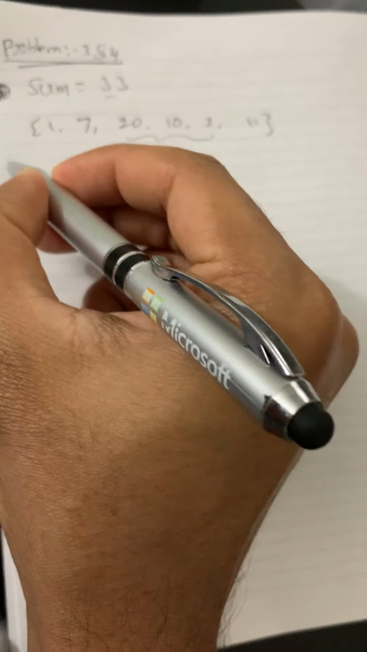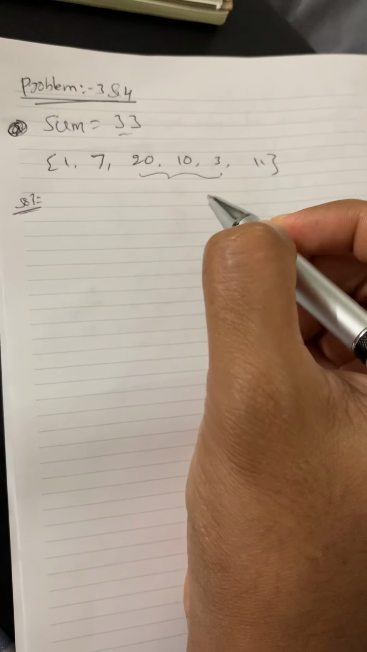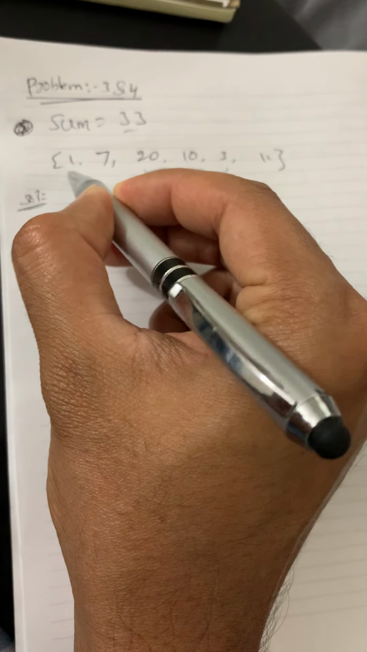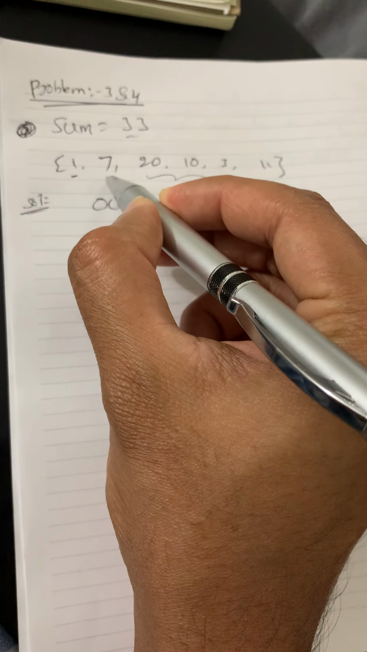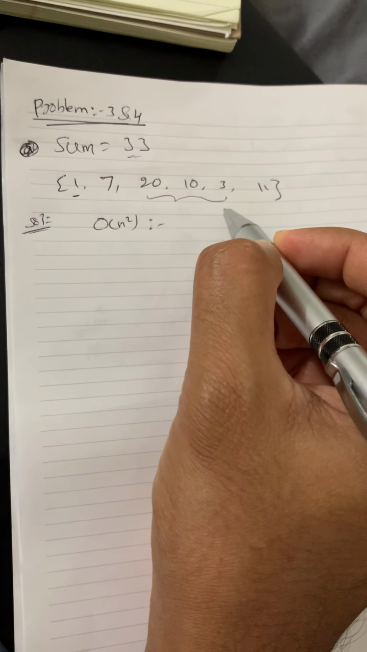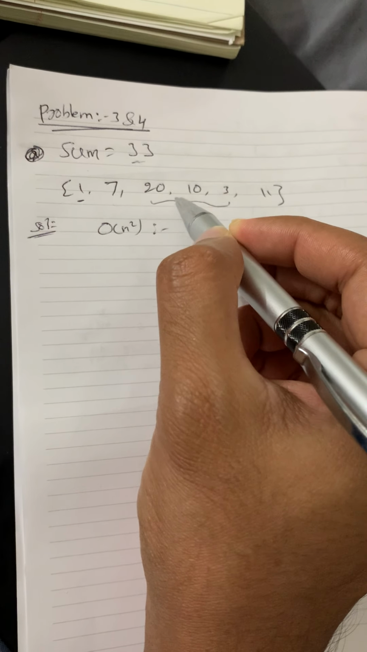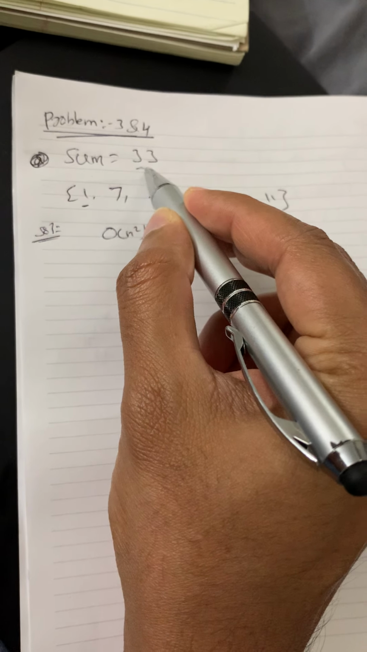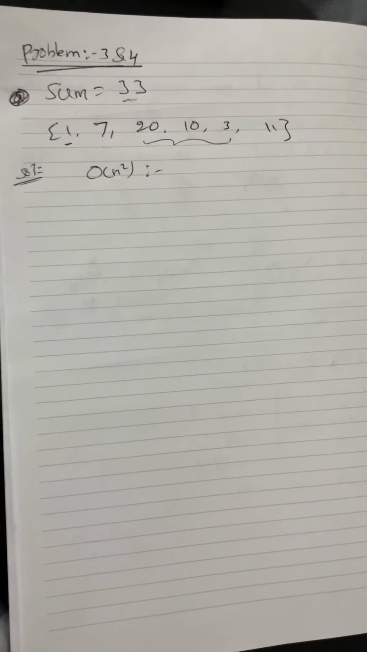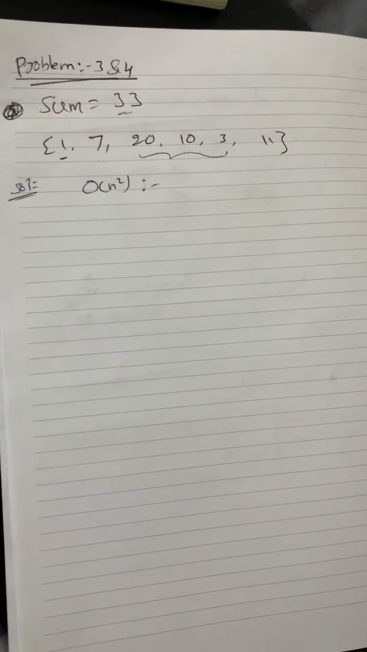To solve this problem, I initially came up with a solution that is going to take big O of n square, because my solution had two for loops. One will start at the first element and the inner loop traverses through the rest of the elements to find the sum. If the sum matches, then it's going to return. If not, it just moves on to the next element. So that is going to be big O of n square.